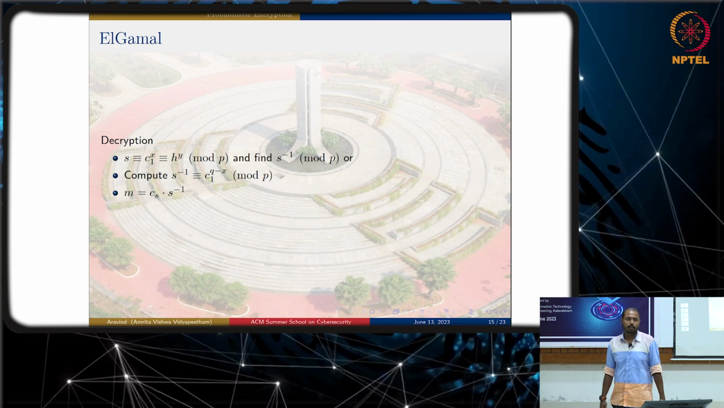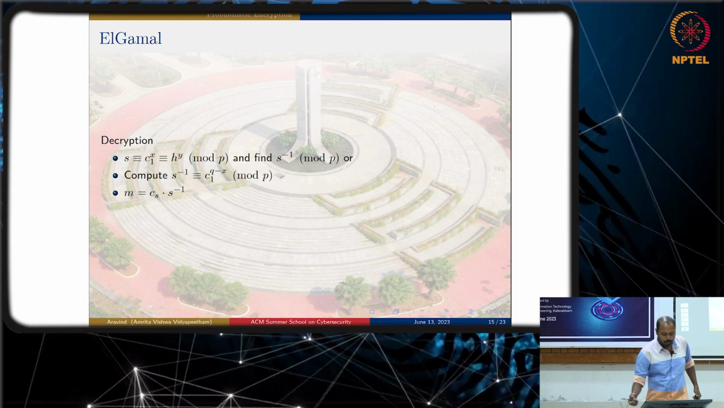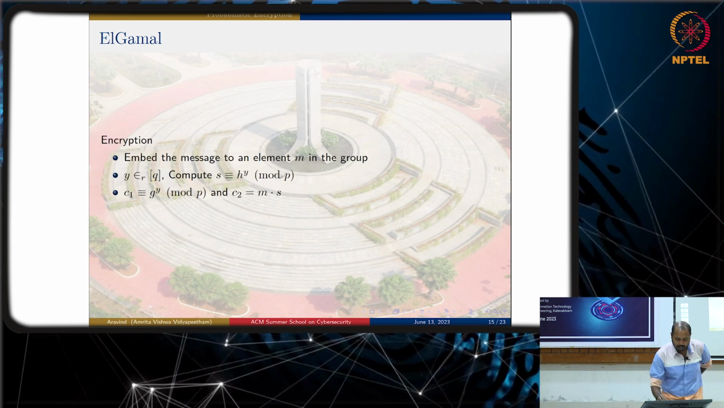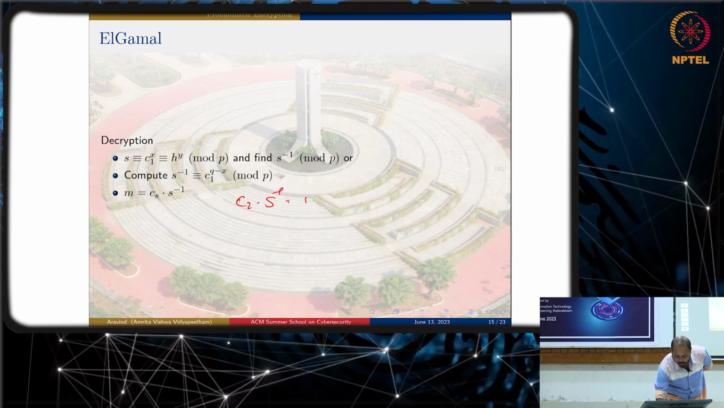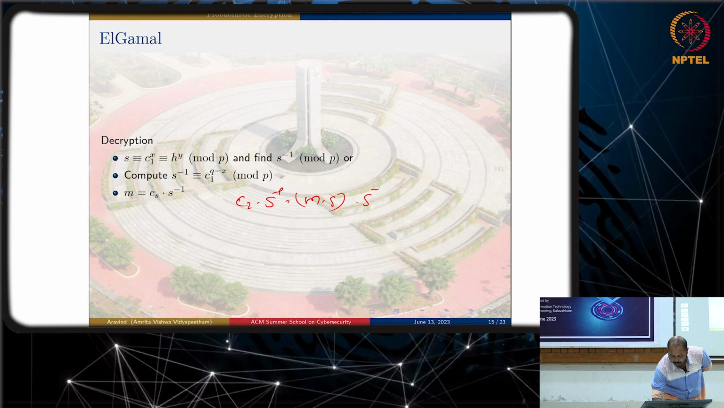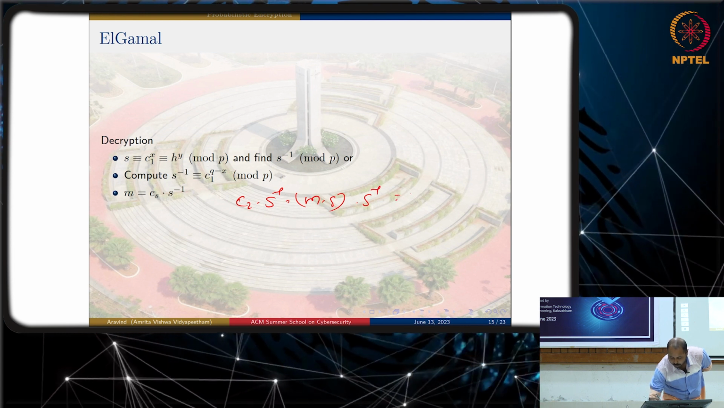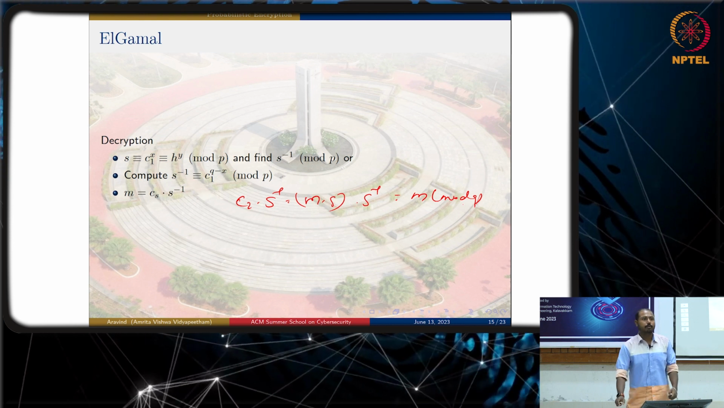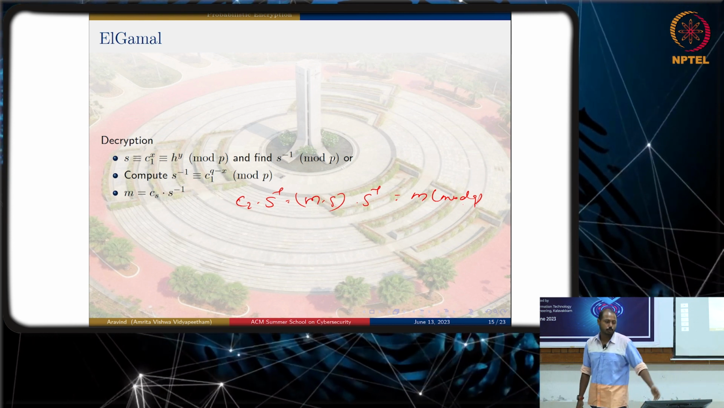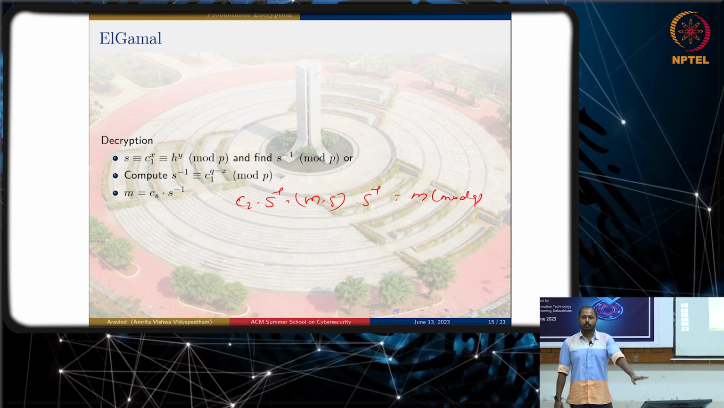C2 times S inverse. We had C2 is equal to M dot S. So C2 times S inverse will be M dot S times S inverse modulo Q, of course. This will be M modulo Q. Now they have to decode it from whatever encoding or embedding was used. So this is how it was used.